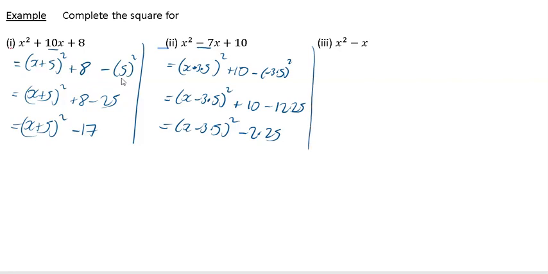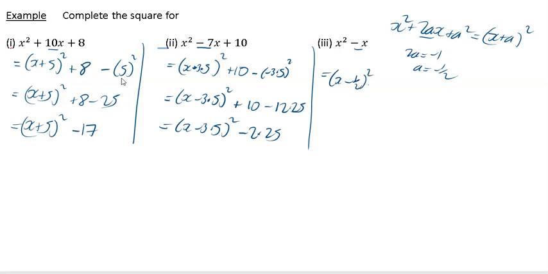Okay, this last one looks a little bit weird. Here, my a value, remember what we have: x squared plus 2ax plus a squared is equal to x plus a all squared. So our 2a is equivalent to here, 2a equals minus 1, so a is equal to minus a half. So for this one, it's going to be x minus a half squared, and then you've got plus 0 really.